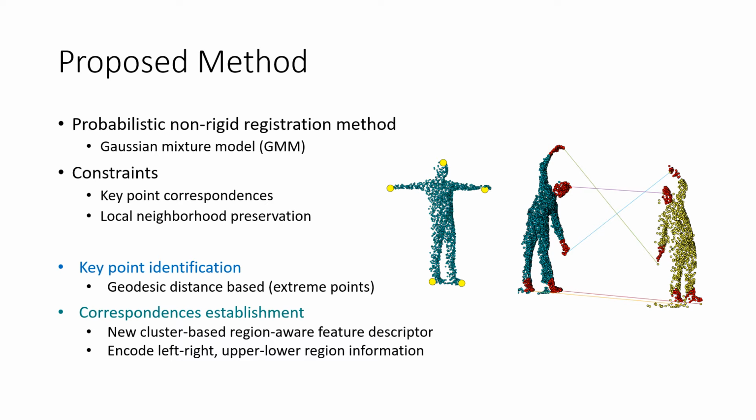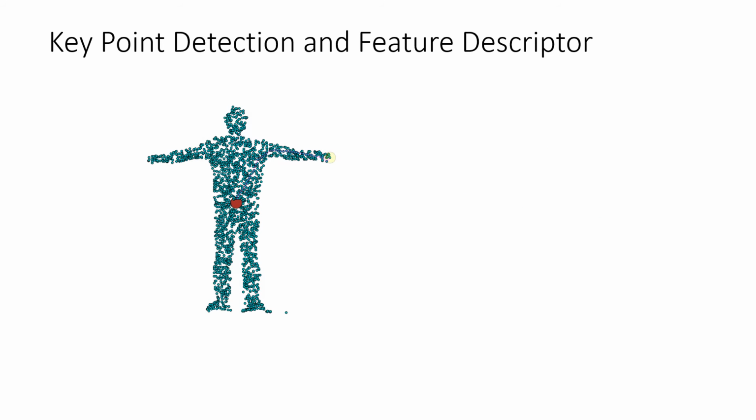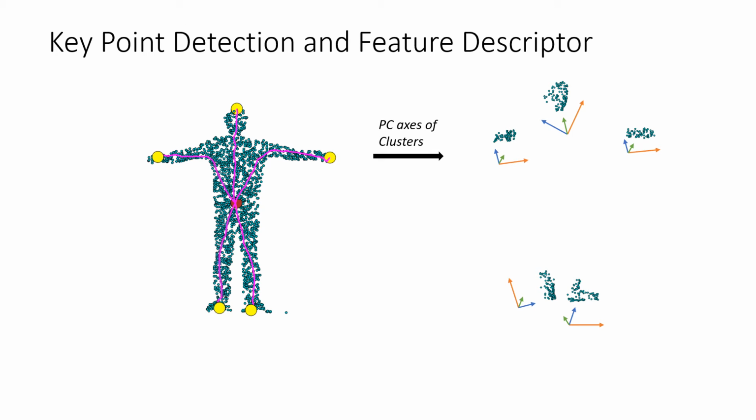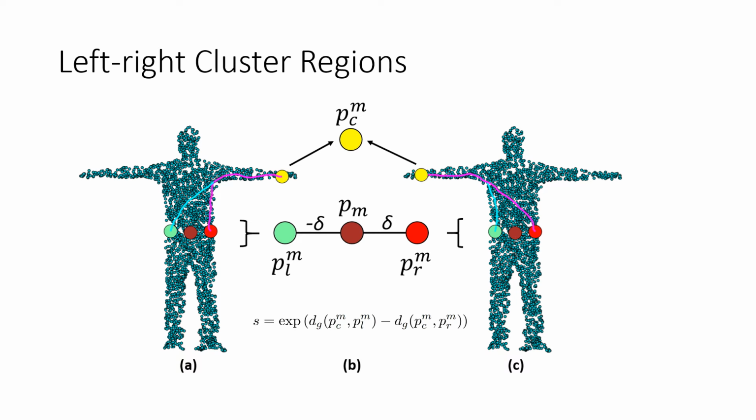Our feature descriptor encodes left, right, and upper-lower cluster region information that is critical in point sets with symmetry, such as 3D human point sets. First, key points are detected based on the geodesic extreme points from the mean of the point sets, and then the cluster information around the key points, such as principal component axes or lengths, is used in the feature descriptor.